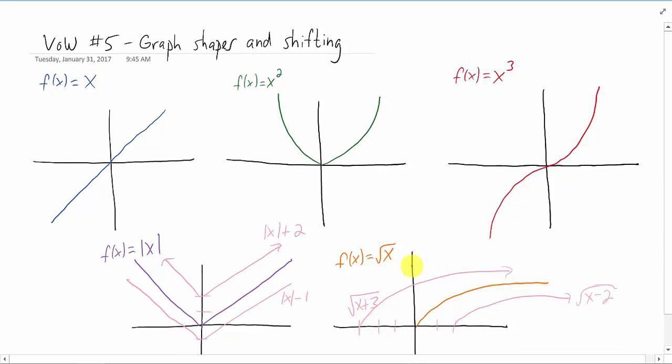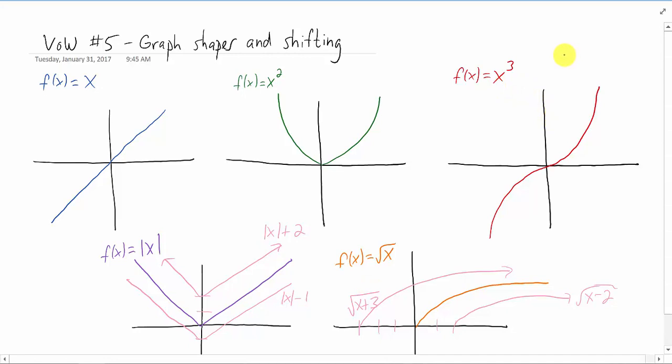Okay, so the moral of the story here is if you want to shift the graph to the left or to the right, you just replace x with x plus however much you want to shift to the left, or x minus however much you want to shift to the right. Now, I will erase some of these pink graphs in a minute to kind of clean things up. But first, let's talk about how you stretch a graph vertically.